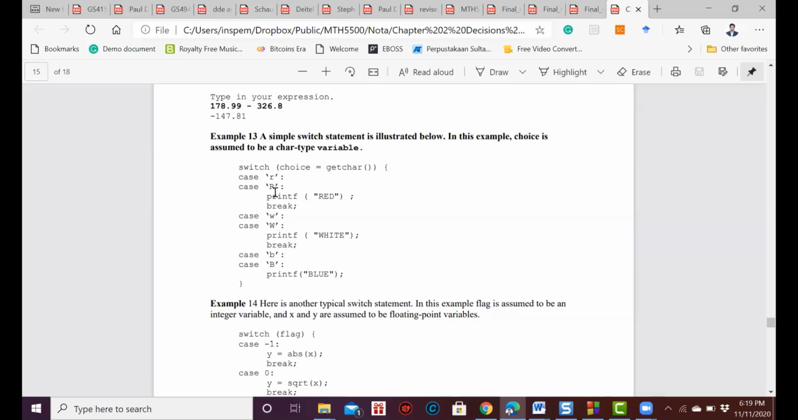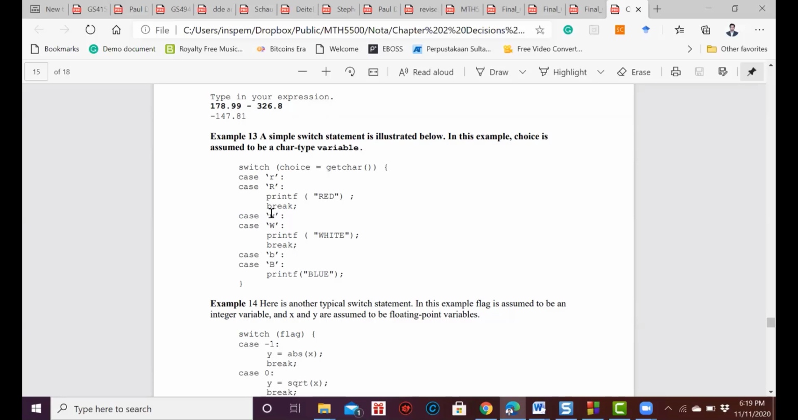One category means they print with the same printf value, print red. So the format is like this one. Another case is case W, small letter W, and we put a single quote here because W is a character. If you are missing the single quote here, then there is a syntax error, because we already declared choice as a character. So a character has to be in single quotes.